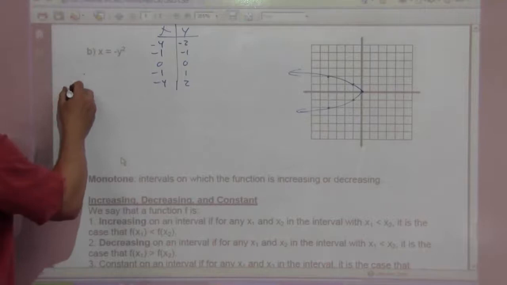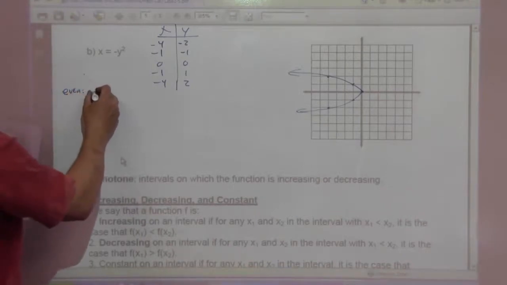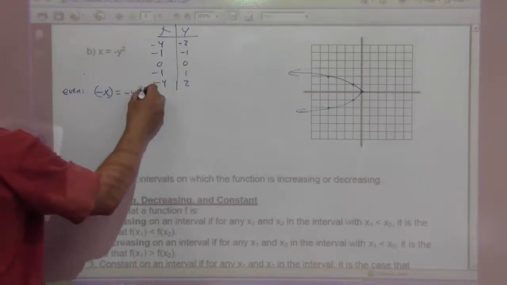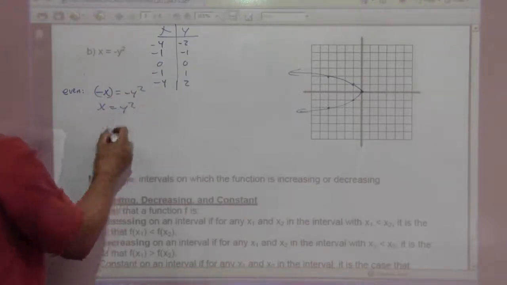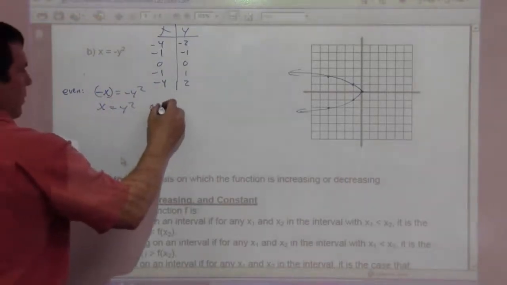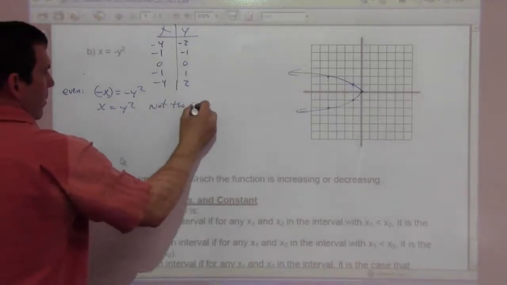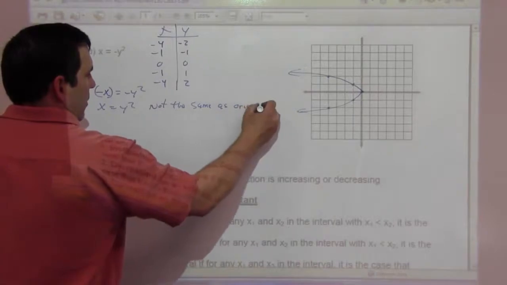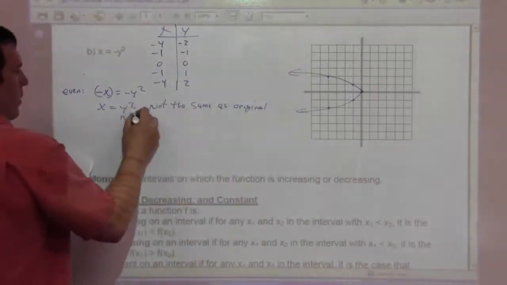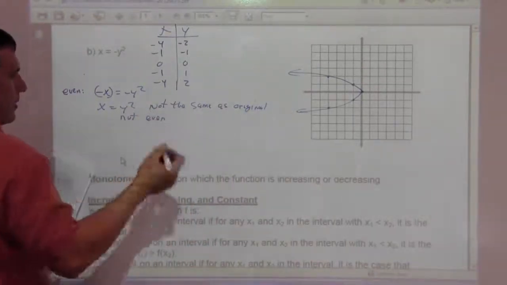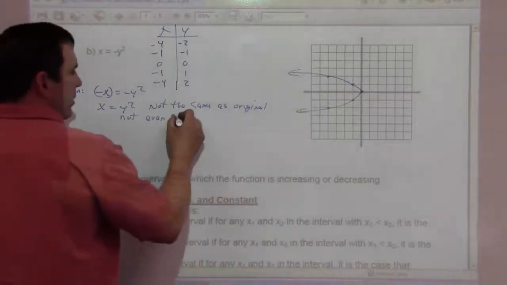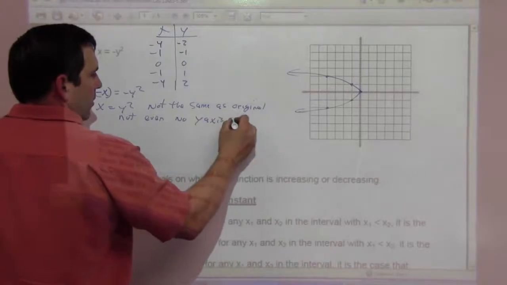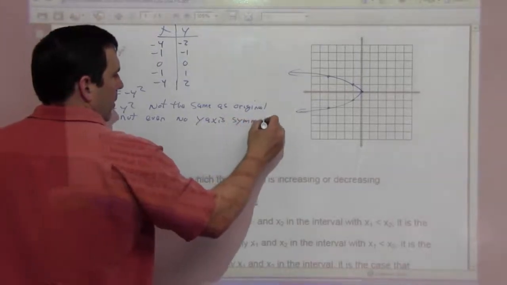So let's try it. Is it even? The negative of x equals negative y squared. That means x equals y squared. So it's not the same as original. So it's not even. And that means it has no x-axis symmetry. Or sorry, no y-axis symmetry.